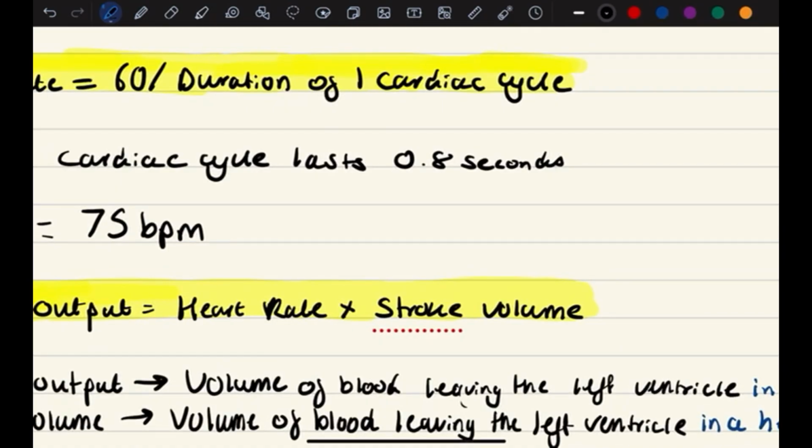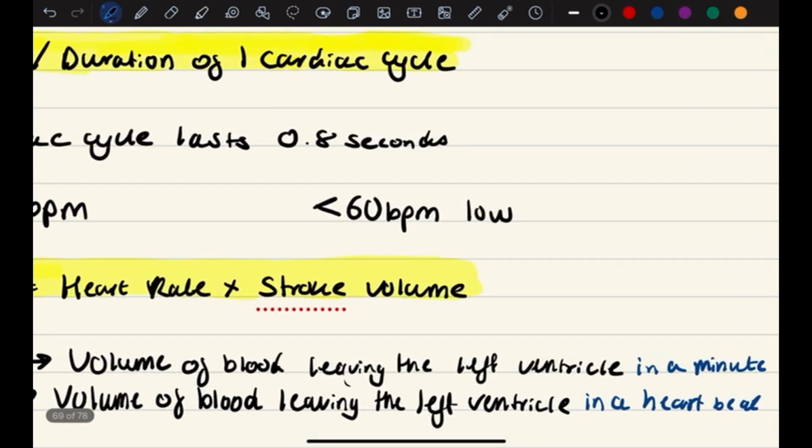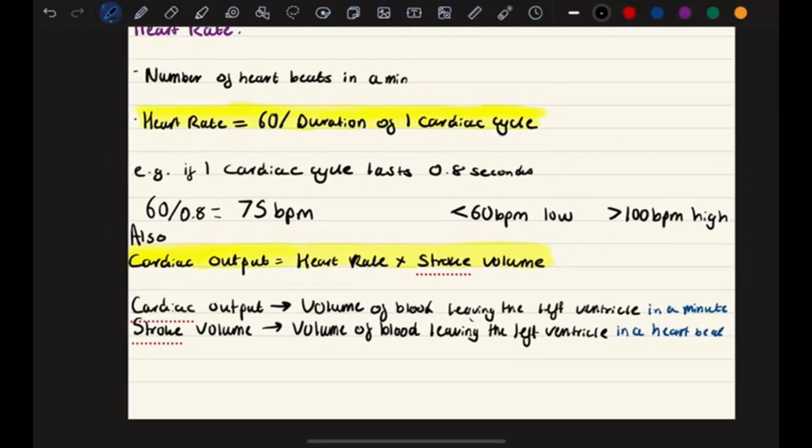And I'll just add an additional point. Less than 60 is going to be too low. And that's the phenomenon we call bradycardia. Greater than 100 is too high. And we call that tachycardia. Again, that's going to be more of a focus in the actual A level. For AS, just be aware of that.